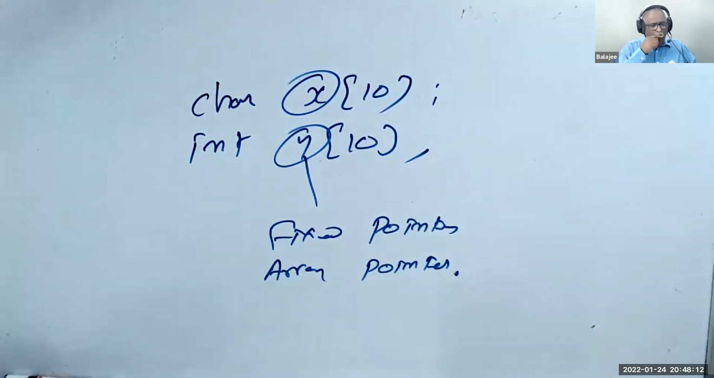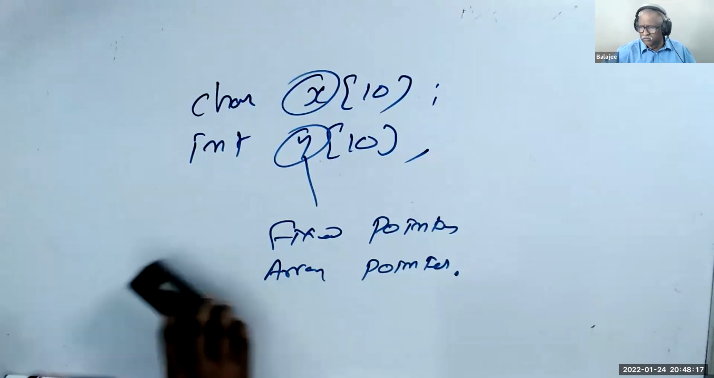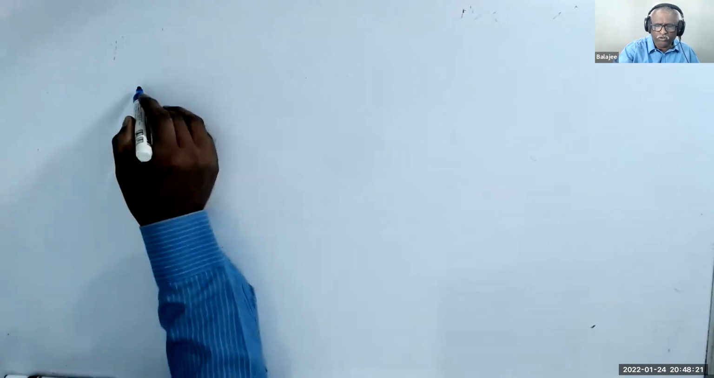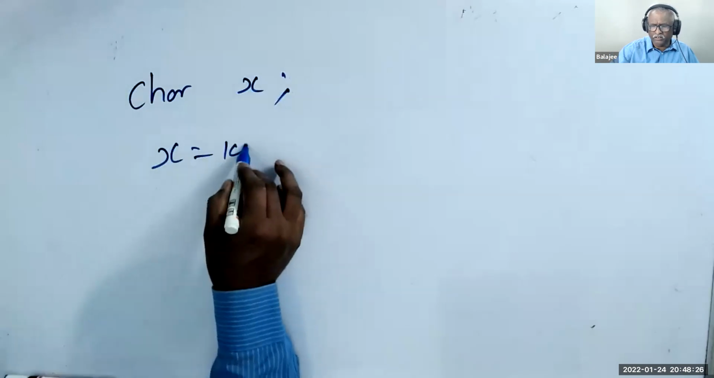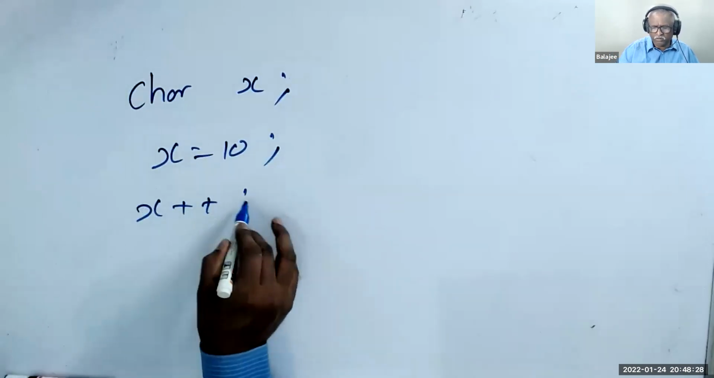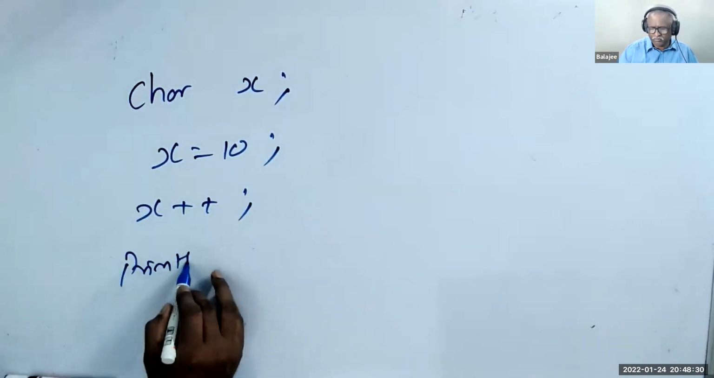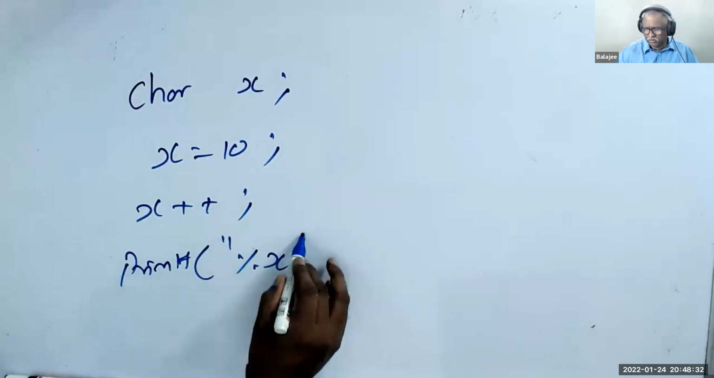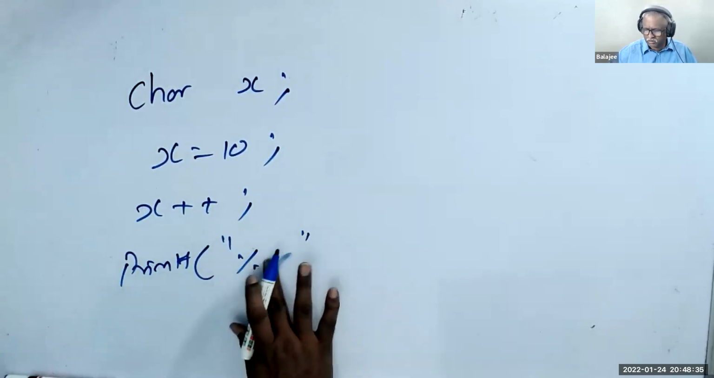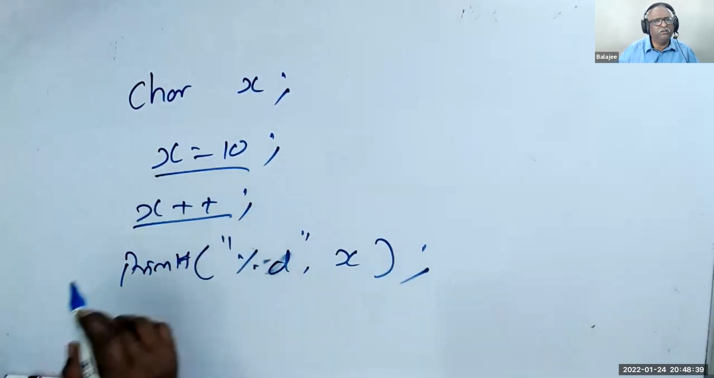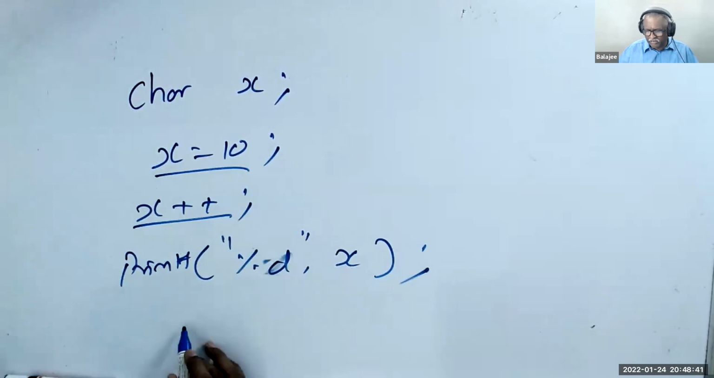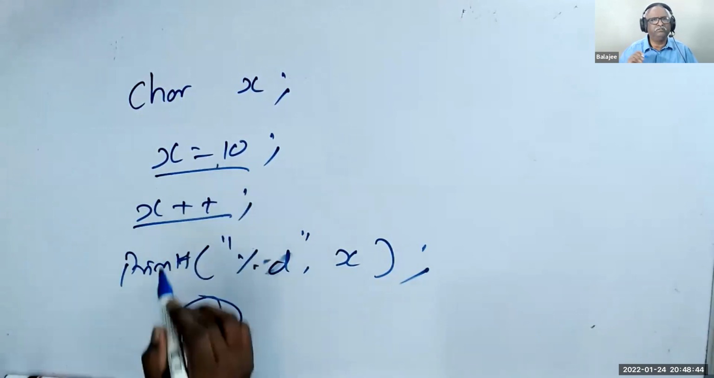Okay. This is fairly your idea, but there are small things. I'll tell you one small thing. See, if we put char x is equal to 10, x plus plus, printf, since I incremented x here, I'll get 11 because I incremented 10.